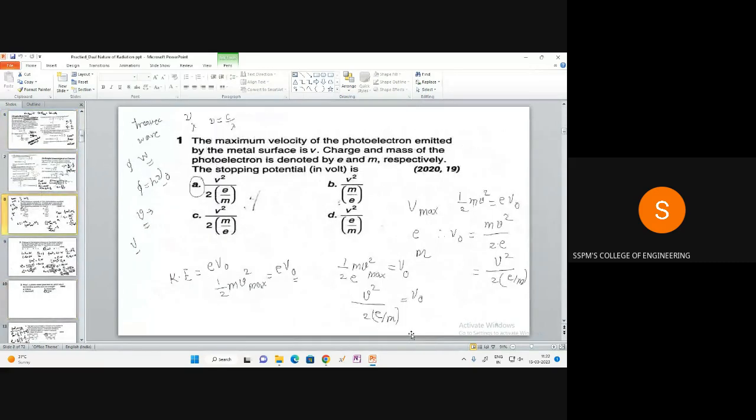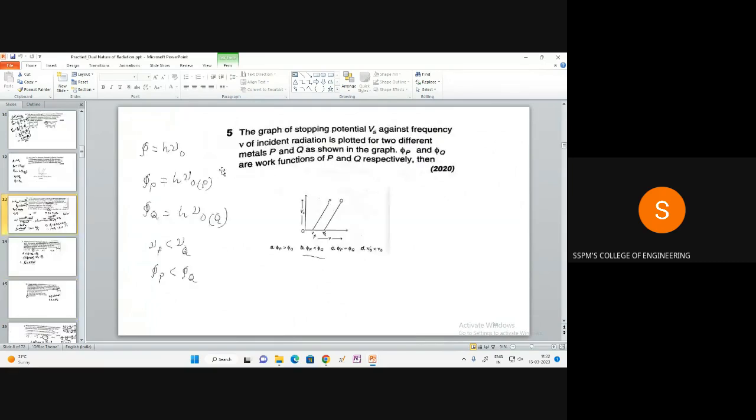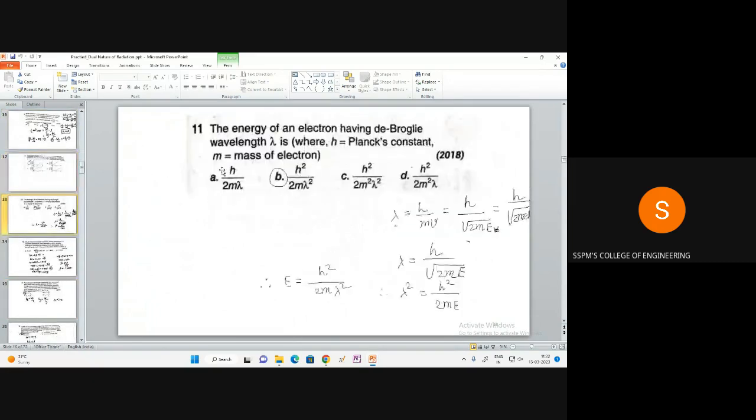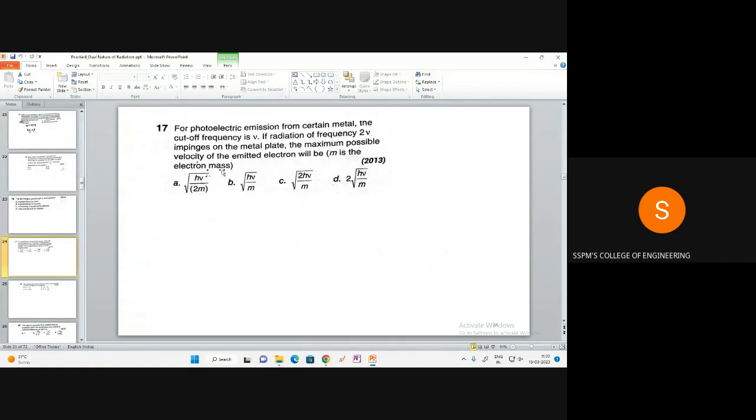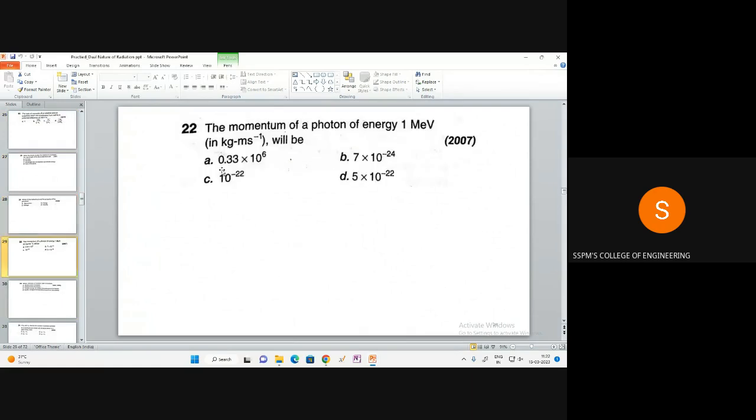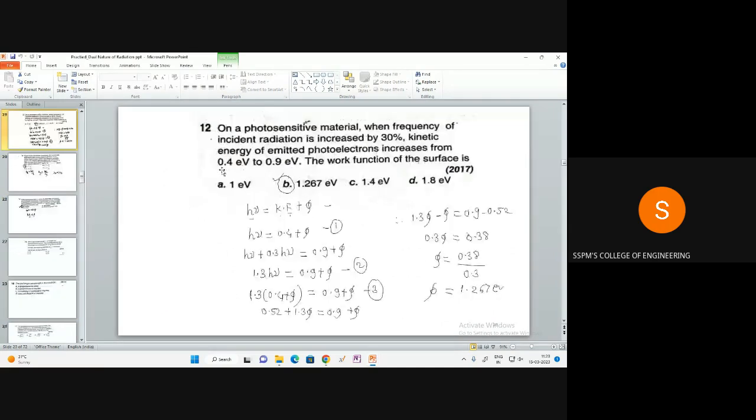Yeah, such types of problems we need to solve. There are a large number of problems here to practice. So we'll discuss a few of them and continue in the next lecture. Just randomly we are discussing whatever we have learned up till now on a photosensitive material.